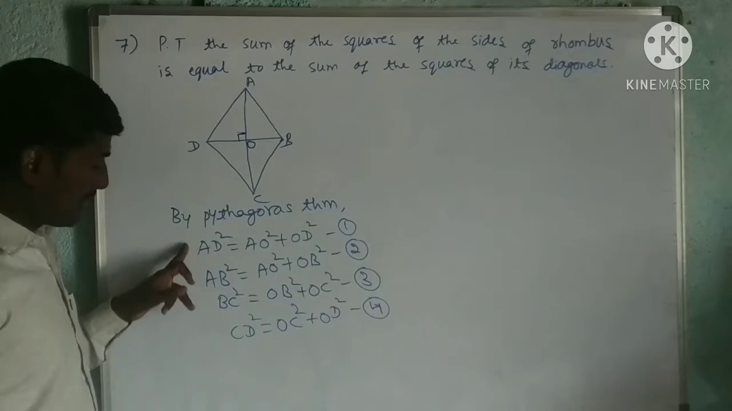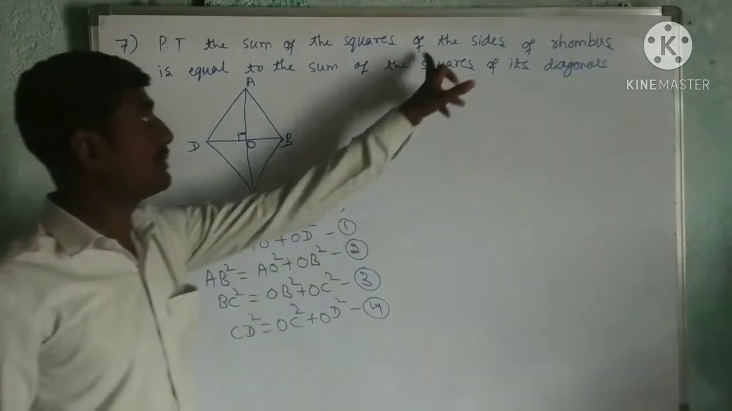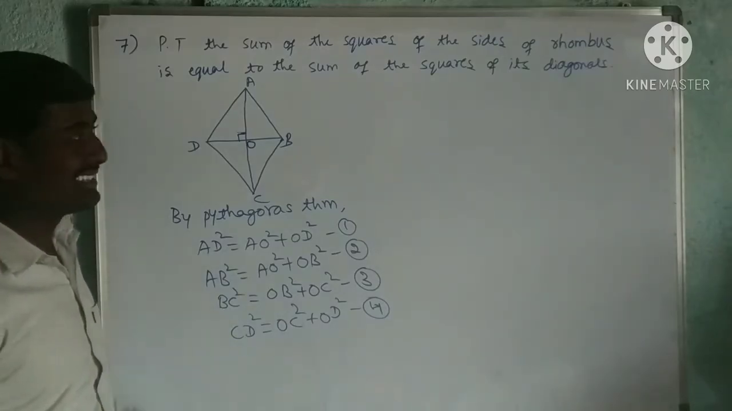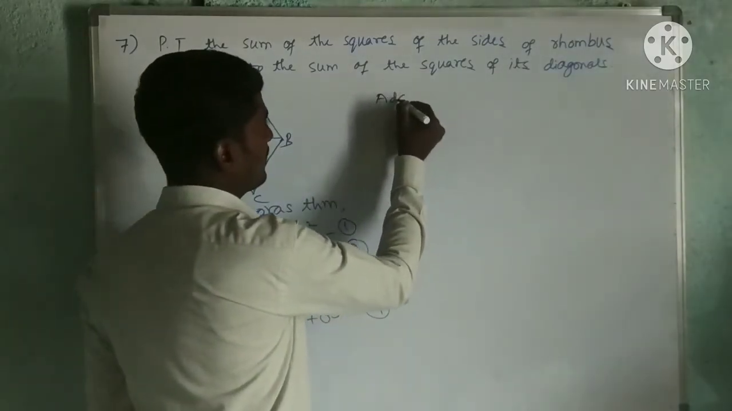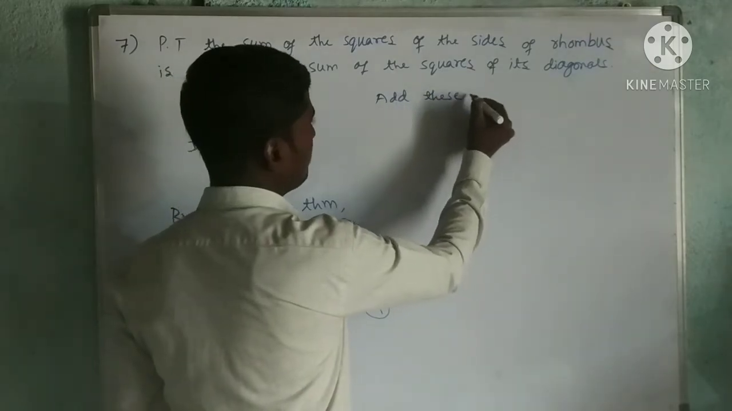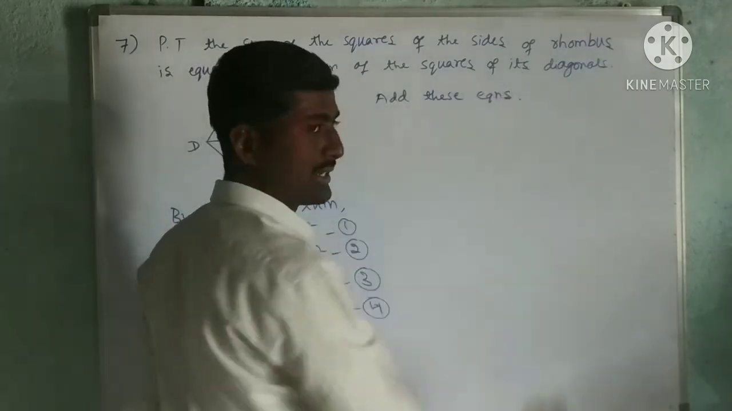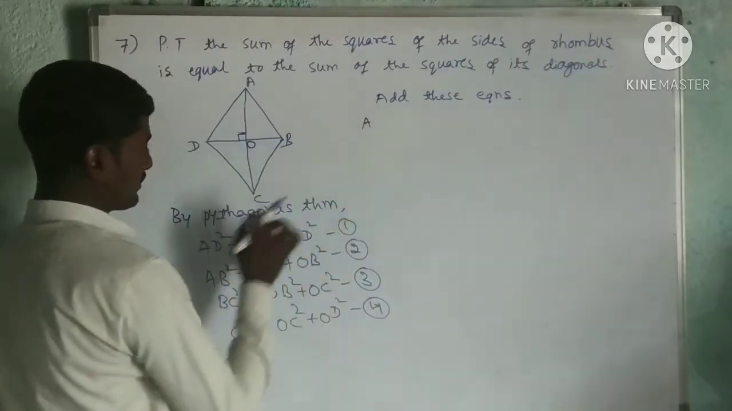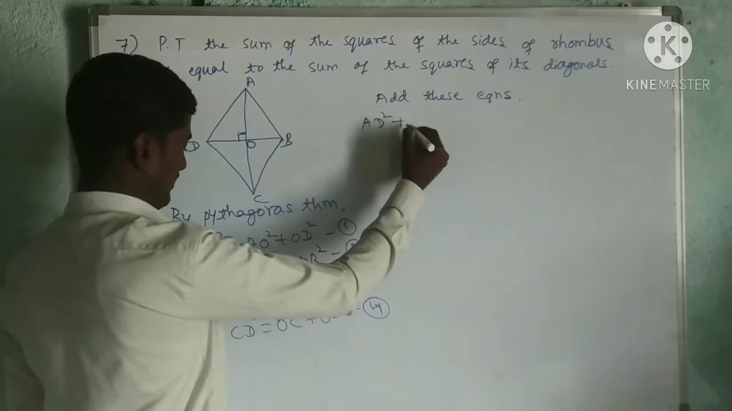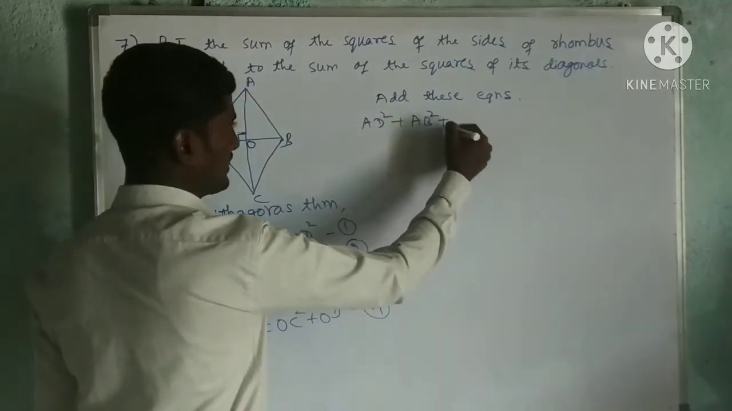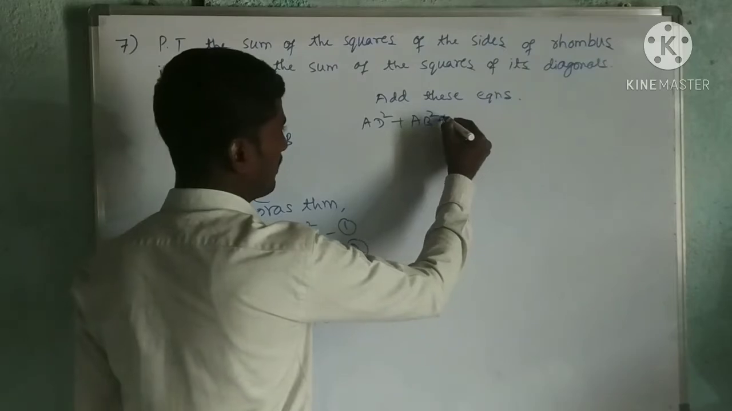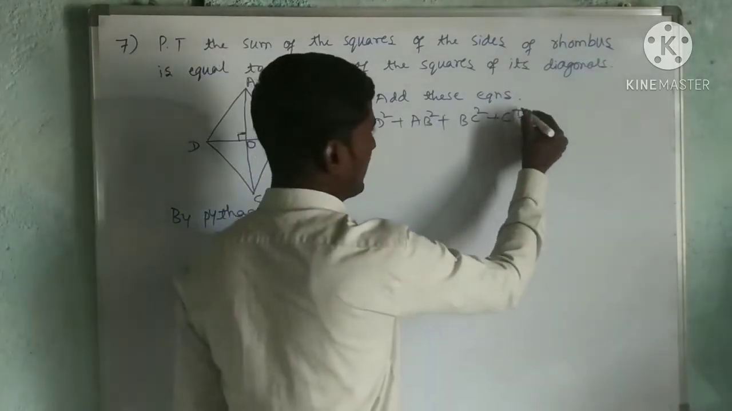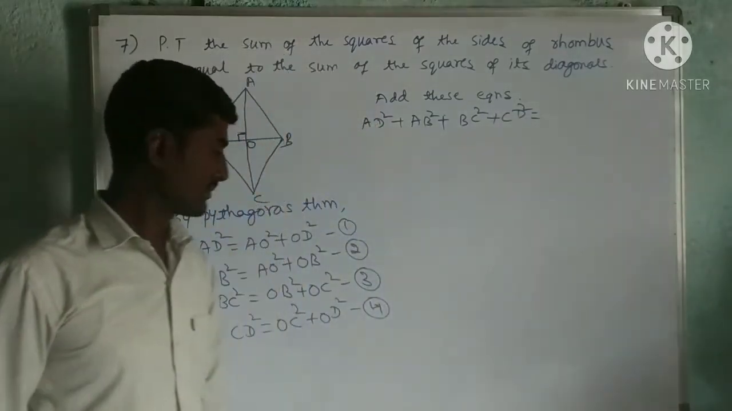Now I want the sum of all these sides. Left side, sum of the squares of the sides of the rhombus. So we have to add all these equations. Now, left side I'll write AD square plus AB square plus BC square plus CD square. Sum of squares of 4 sides.